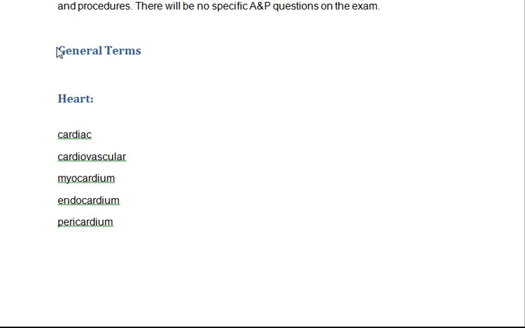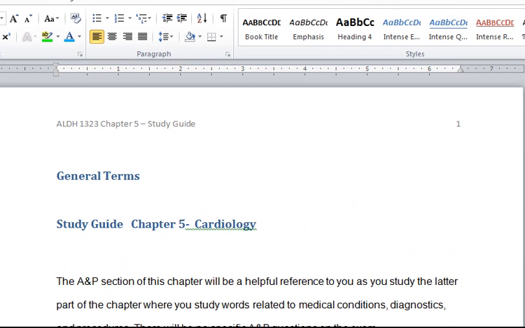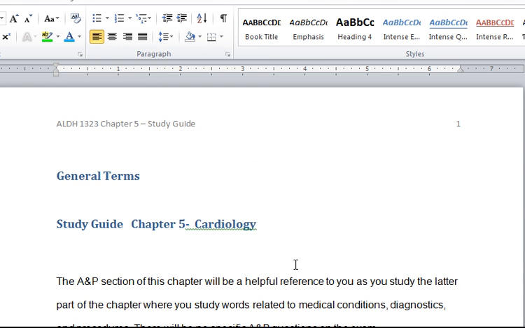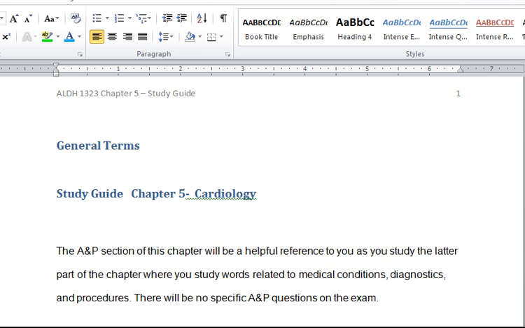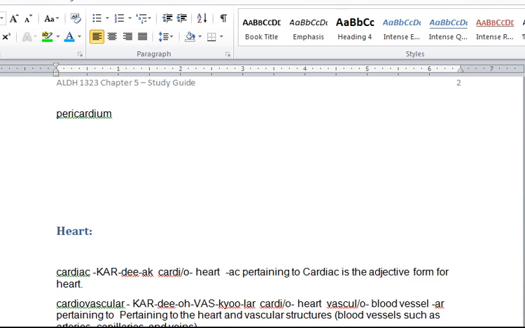I might start by highlighting, and I like to give myself a little bit more space. So what I could do is change my line spacing from maybe 1 to 3. And that will give me a little bit more space when I print or when I type to enter my responses.